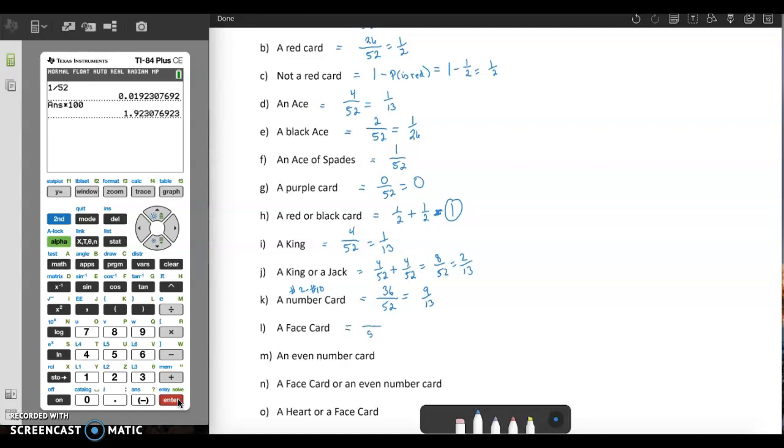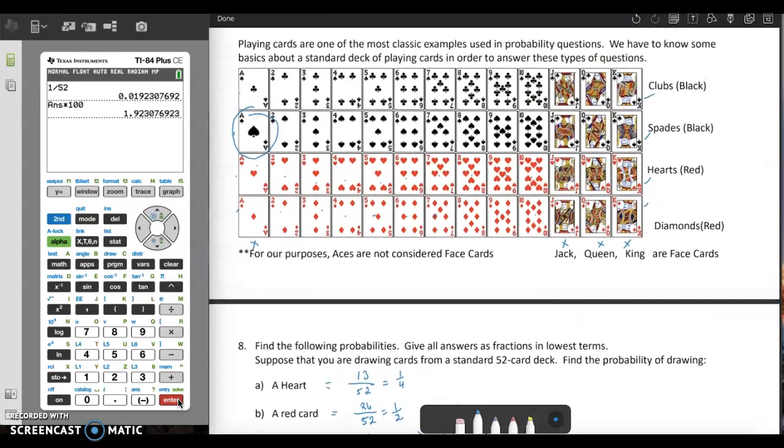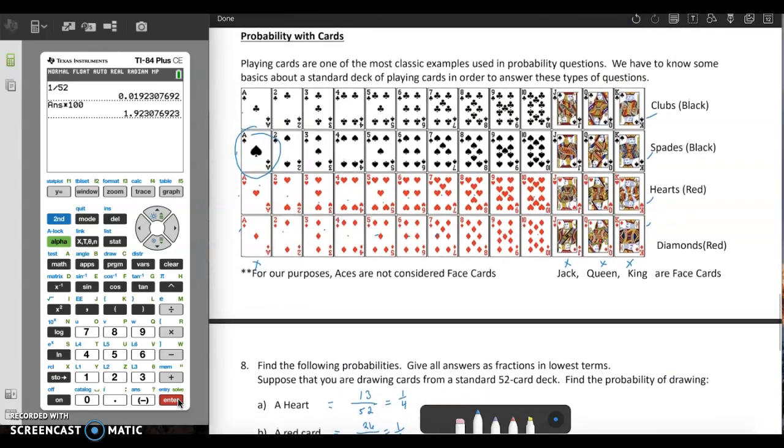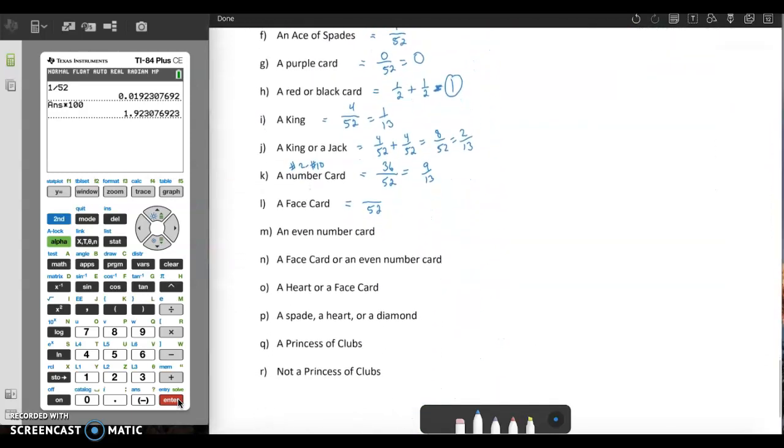Probability of drawing a face card. How many of them are faces? Well, we have the jack, the queen, and the king, so these. So we have 3 of faces for each of the 4 suits. So again, multiplying that out, there are 12 total face cards out of the 52 possible cards. 12 out of 52 reduces to 3/13.